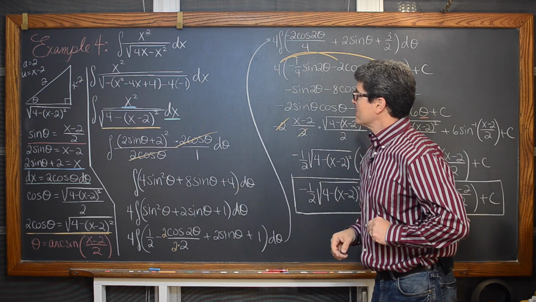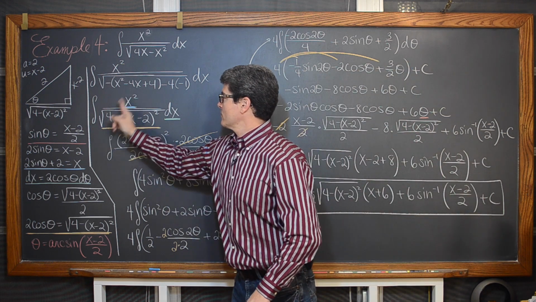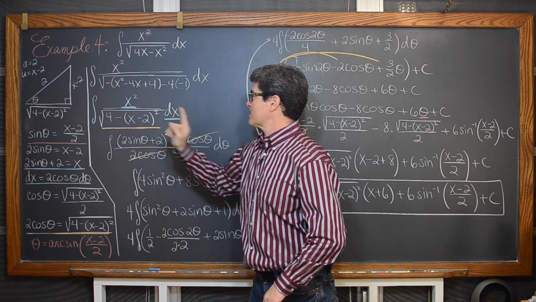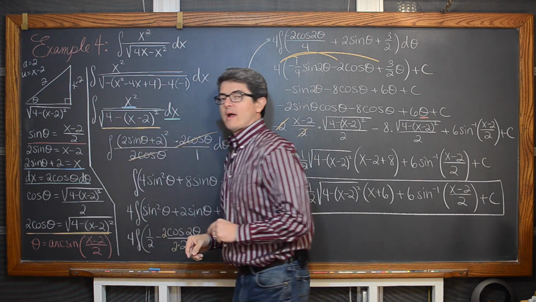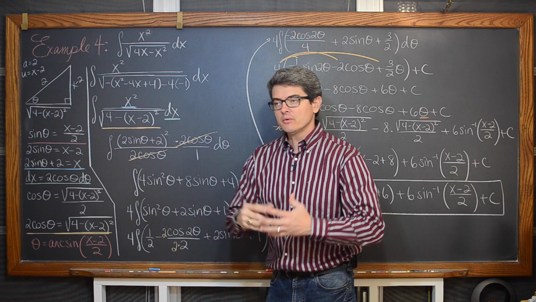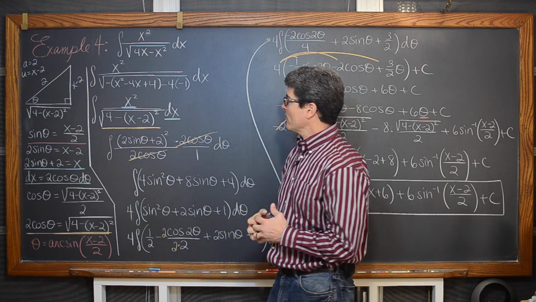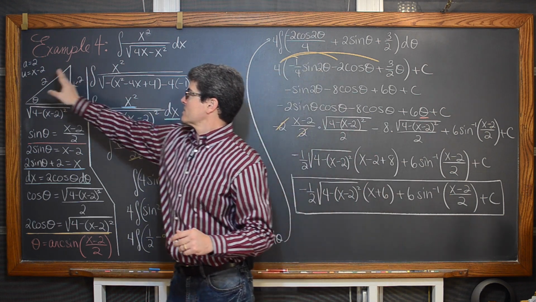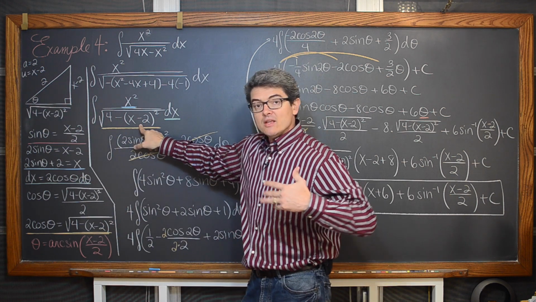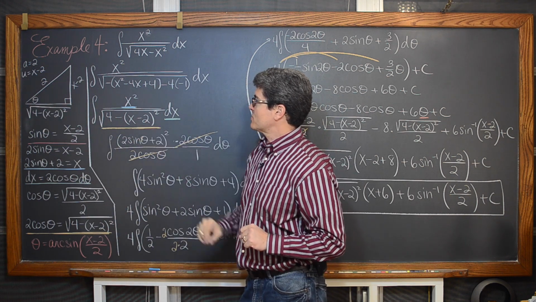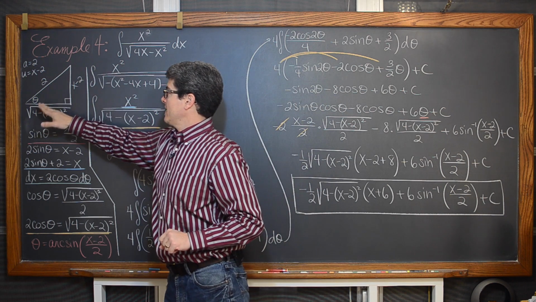So just to recap this one more time, with the square root of 4 minus (x minus 2) squared, a difference of squares inside of a radical, we know that that radical, that square root, indicates the side of a right triangle. The square root of 4 is going to be 2. That's going to set up our hypotenuse.